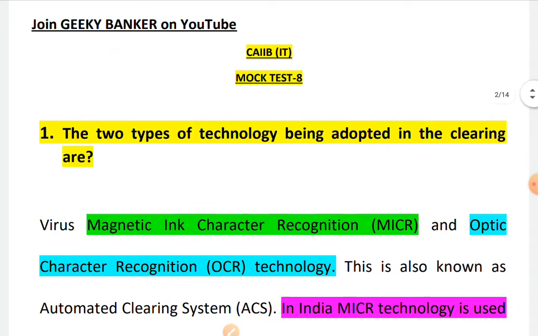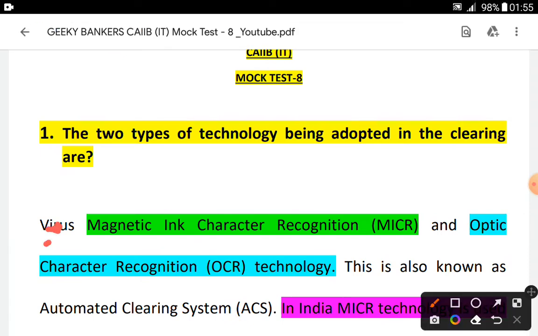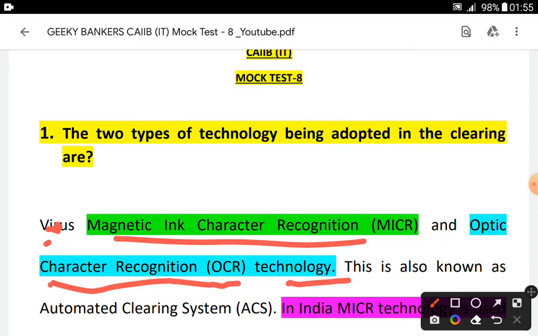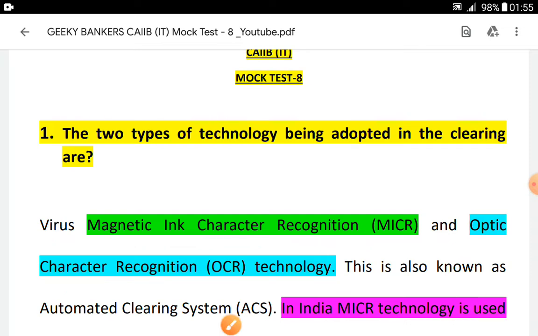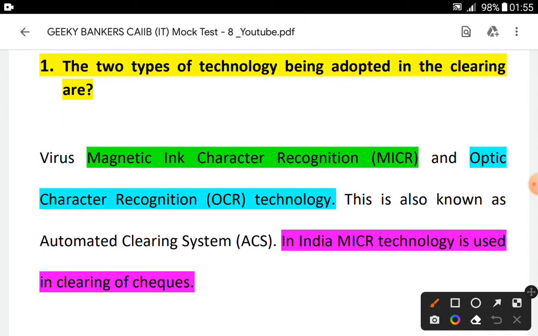First question: the two types of technology being adopted in the clearing are. This is a typo mistake. First of all, the first one is magnetic ink character recognition, MICR, and the second one is optical character recognition, OCR. This is also known as automatic clearing system. So in India, for clearing we use MICR technology. For clearing there are two types of technology, MICR and OCR. In India, MICR technology is used.